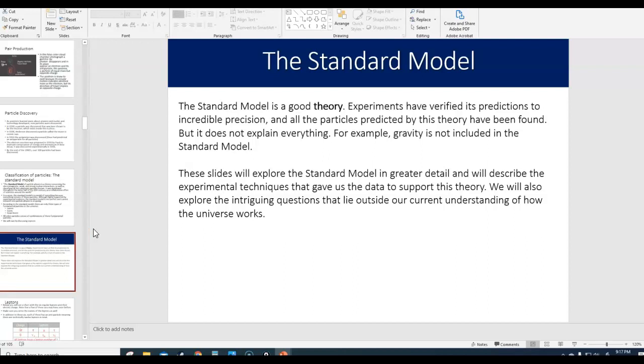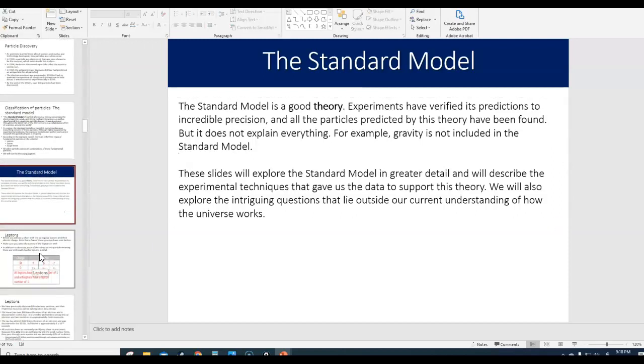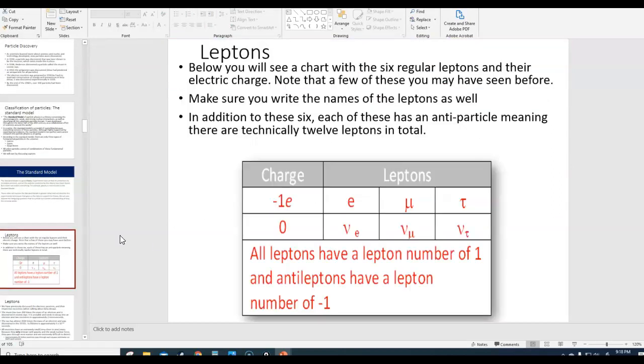Now, just one more thing about the standard model before we move on. The standard model is a good scientific theory. Now, remember that a scientific theory is supported by experimental evidence, and you cannot prove anything in science, but you can support your scientific theories with evidence. But it has its own limitations. One of the big issues with the standard model is that there's not really a connection with gravity included there. Okay, so with that being said, let's move on to talking about leptons.